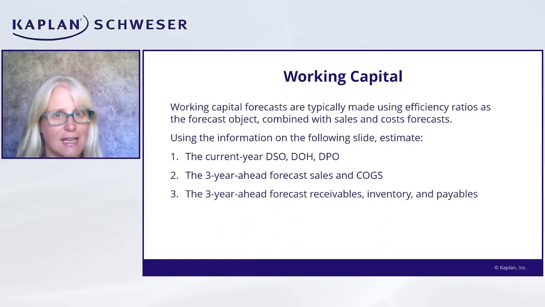Then let's forecast ahead. So we know where we are at the moment, but let's see if we can get 3 years ahead. So what will the sales be? What will the cost of goods sold be? And therefore, what will the inventories, receivables and payables be, assuming that our efficiency ratios stay the same?